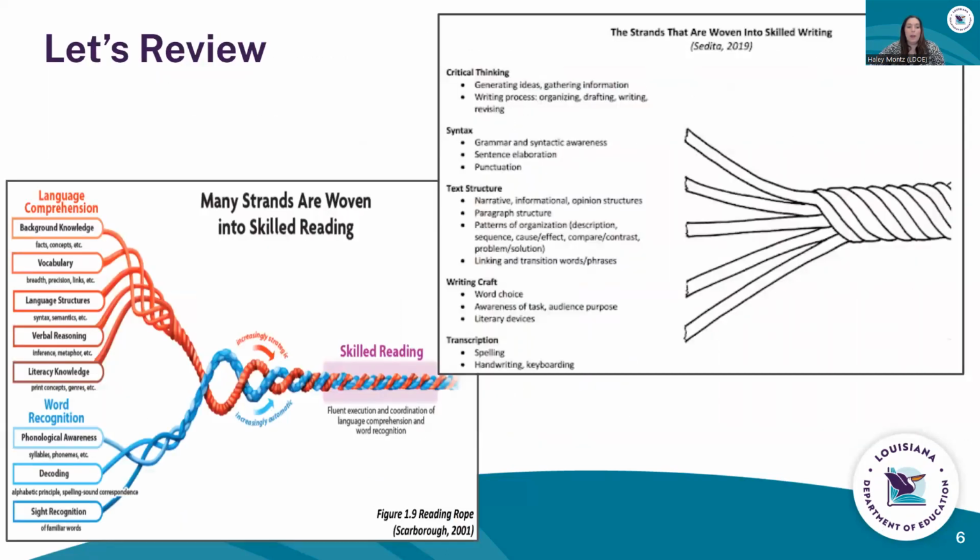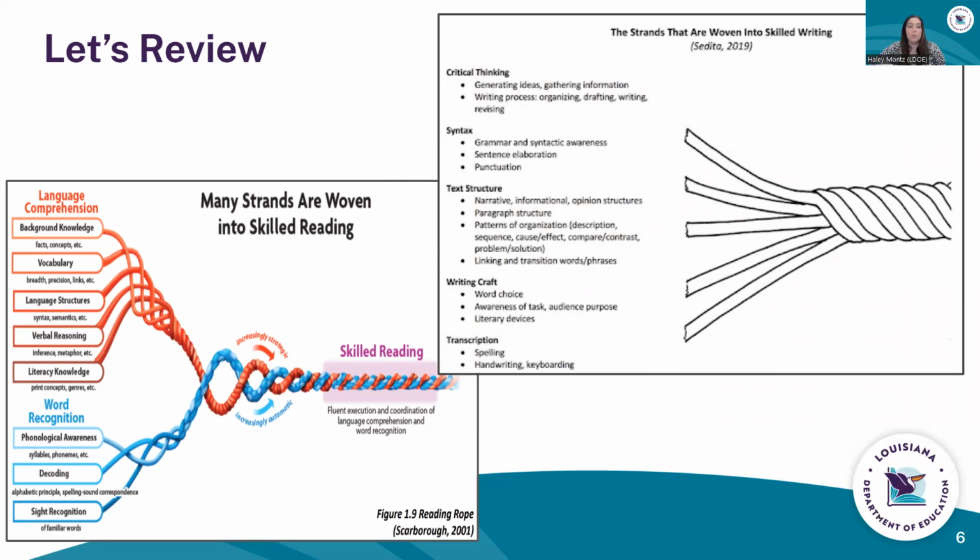I also want to bring us back to the two ropes that we looked at last time. We looked at the reading rope in all three of the previous sessions. I introduced to you guys the writing rope at the last session. Both of these ropes indicate individual skills that make up a good reader and what makes up a good writer.